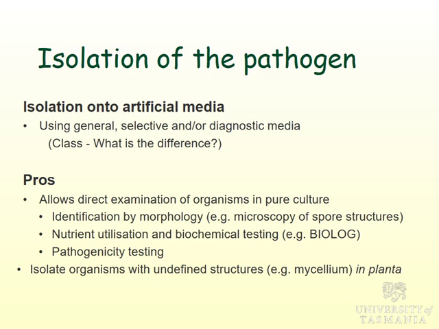So next, we've observed the plant samples. We've done what we can to see what we can in the plant sample itself. We can now go to the stage of trying to isolate it from the plant sample onto an artificial medium, and then once you've got it in an artificial medium, you can grow it up and study that pathogen in more detail.